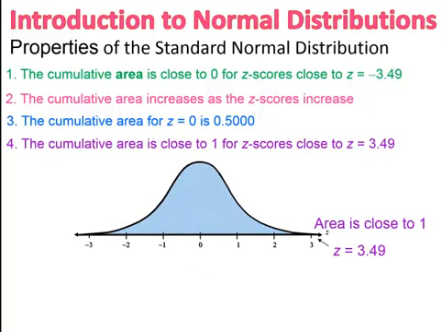Now, the cumulative area is close to 1 for a z-score that's close to 3.49. Notice that when we shade until we get to the 3.9 z-score along the horizontal axis, the entire curve is shaded. Therefore, the area will be very close to 1 or 100%.